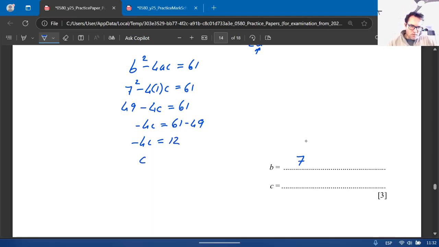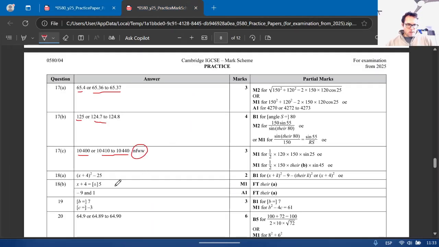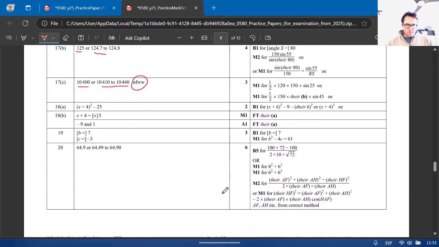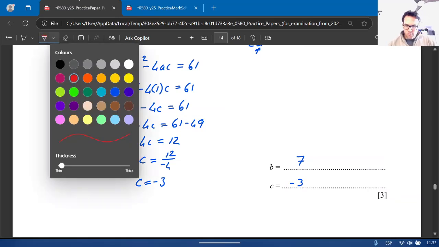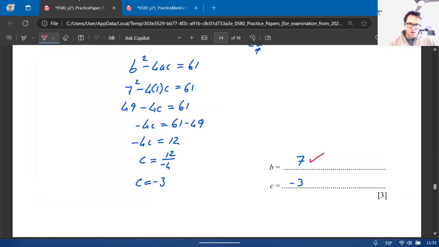Okay, and then we need to divide by the negative 4. So 12 divided by 4 is 3, and negative, so that's minus 3. Let's check. Yes. Okay. So you get 1 mark for recognizing b is 7, 1 mark for putting that equal to 61, and then getting the correct answer. Okay, a little bit of legwork here, a little bit of smartness, but in the end it's not that hard.